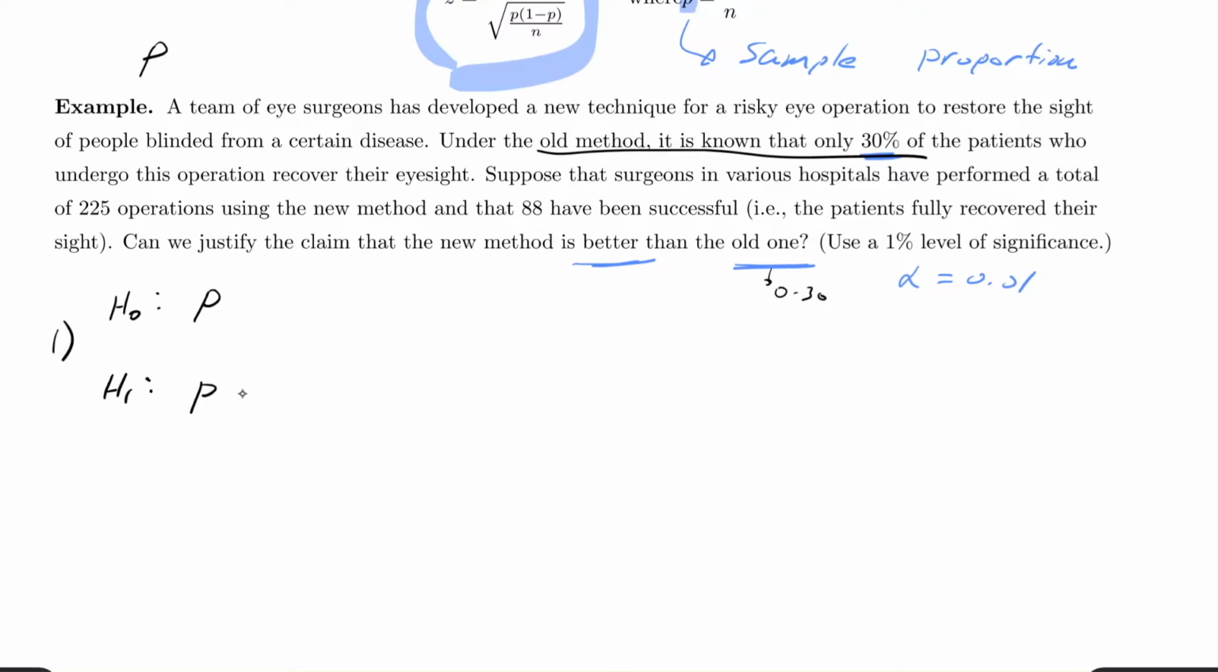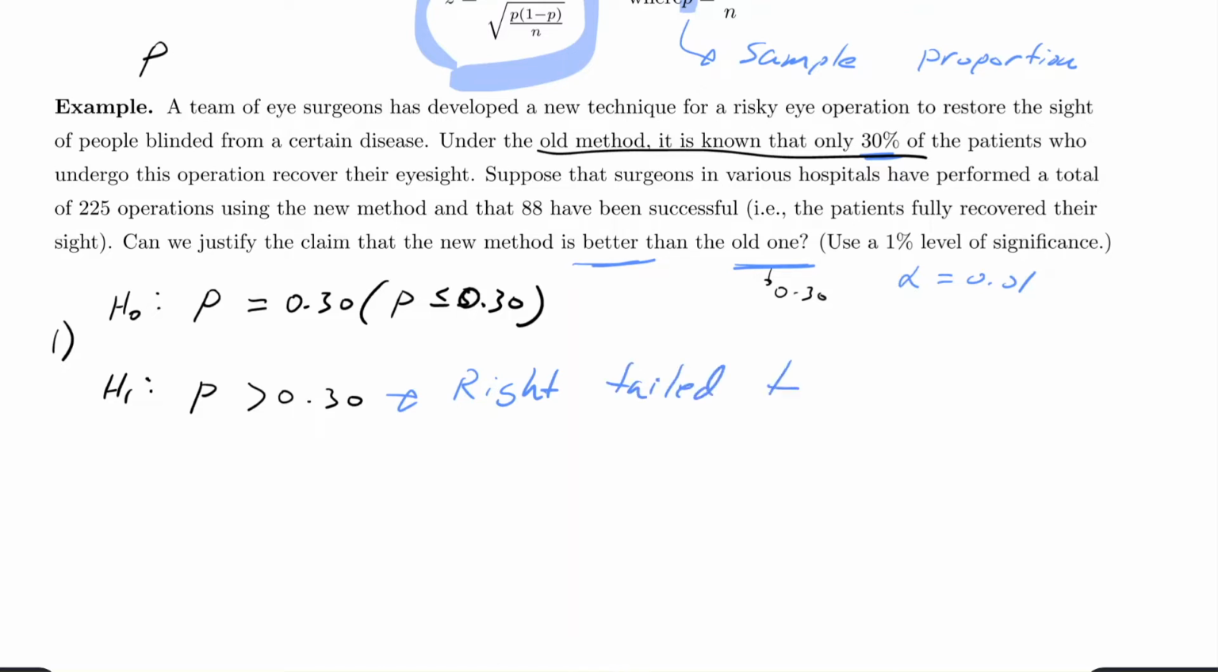So the new method is higher than 0.3, since in order to be better, that means it's higher than 0.3. And the null hypothesis can be either equal to 0.3, or less than or equal to 0.3. So looking at this, we know this is a right-tailed test.